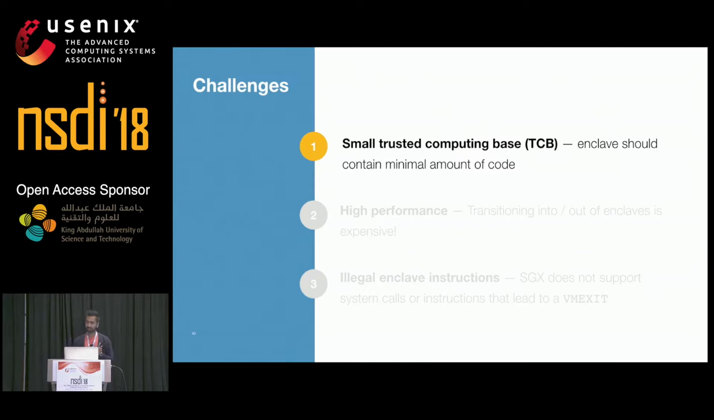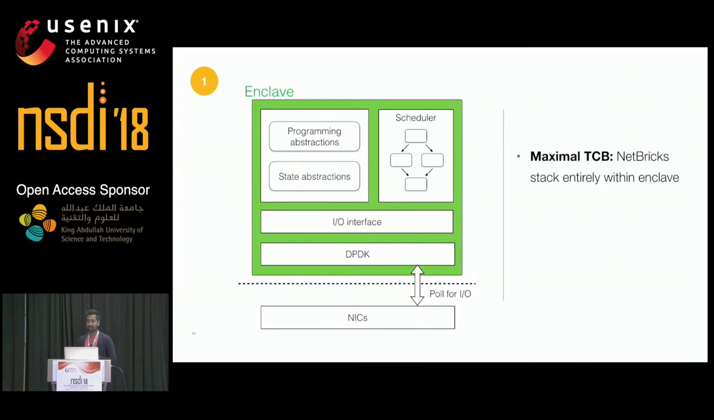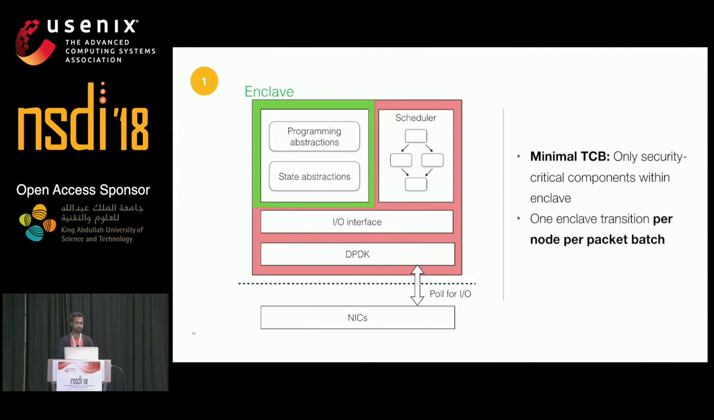enclave. So this is what the NetBricks stack looks like, down from packet capture using DPDK upwards to NF processing. And this is our starting point, where we put the entire NetBricks stack into the enclave, which constitutes a maximal TCB. At the other extreme, we have only the security critical code, the programming abstractions that operate directly on unencrypted packets, and we can put that inside the enclave. And this would be the smallest TCB possible, but this would also incur a large number of enclave transitions, specifically one transition per node in the NF graph for each packet batch.